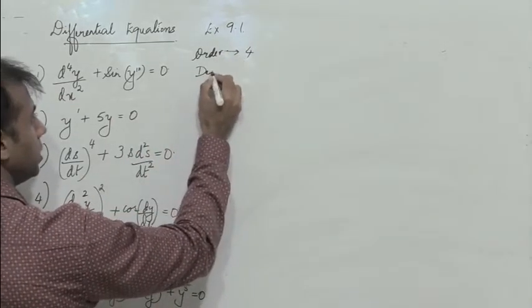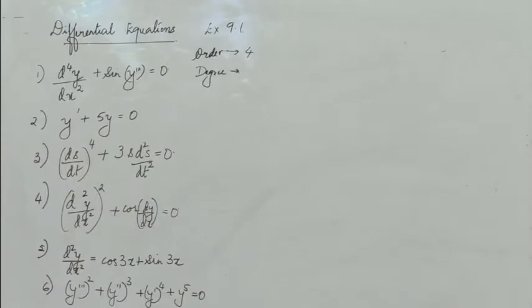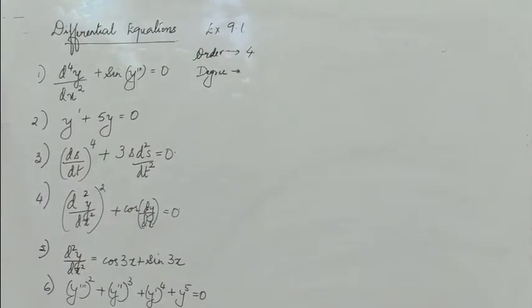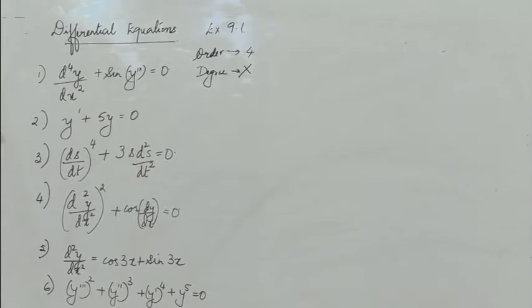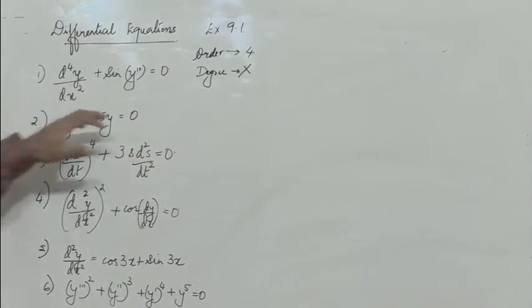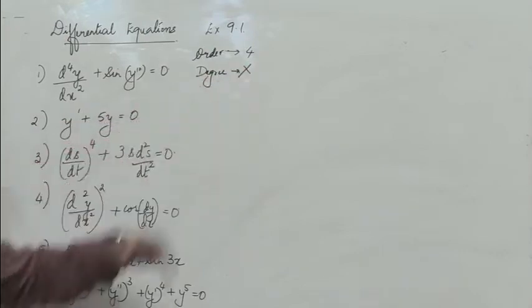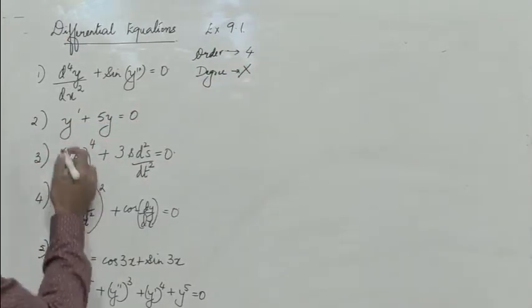But what about the degree? Since this is not a polynomial equation in its derivatives, the degree does not exist. To find the degree of a differential equation, it has to be a polynomial equation, right? So here the order is 4, the degree is invalid, we cannot find the degree here.